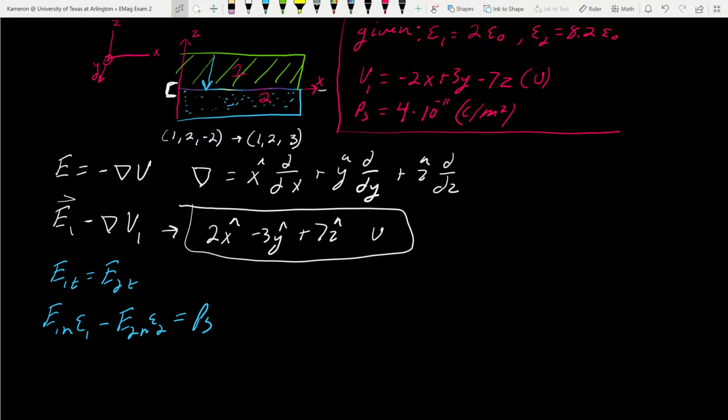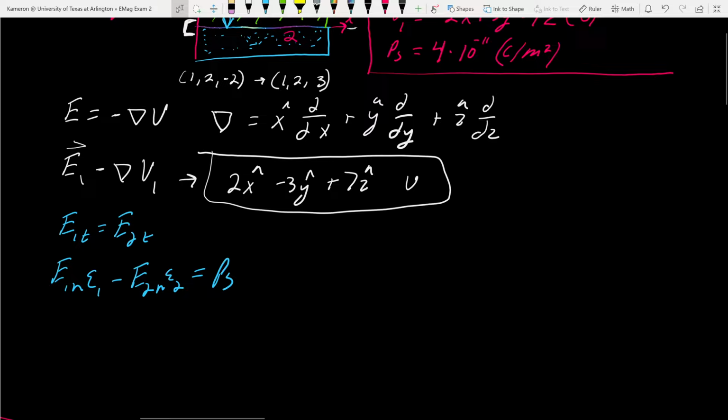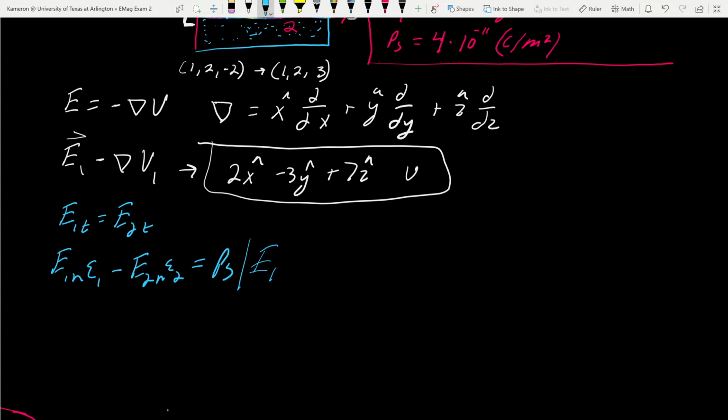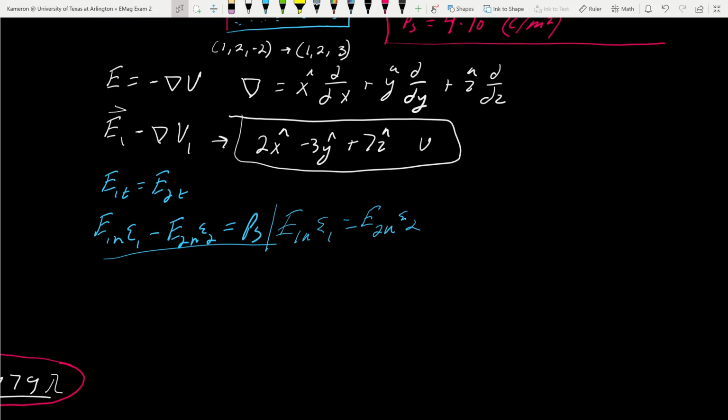Alright, so also sometimes you won't have a conductive plate in the middle, it'll just be two mediums. In that case, surface charge density is zero. So when that is zero, you have E1 of N epsilon 1 is equal to E2 of N epsilon 2. But in this question, we have a rho S, so we're going to use this one to help solve for electric field in substrate 2.